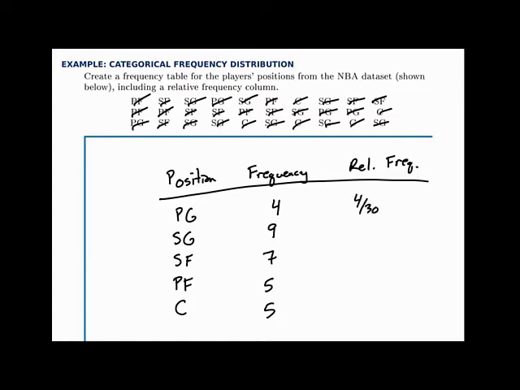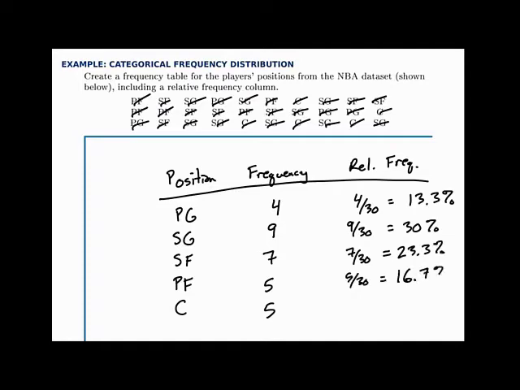We could write that as a fraction, or as a decimal, which comes out to about 0.133 or 13.3%. Then for the next one, we would divide 9 by 30, which works out to 30%. 7 out of 30 is 23.3%. And then 5 out of 30 is about 16.7%. And that's for both of the last two categories.